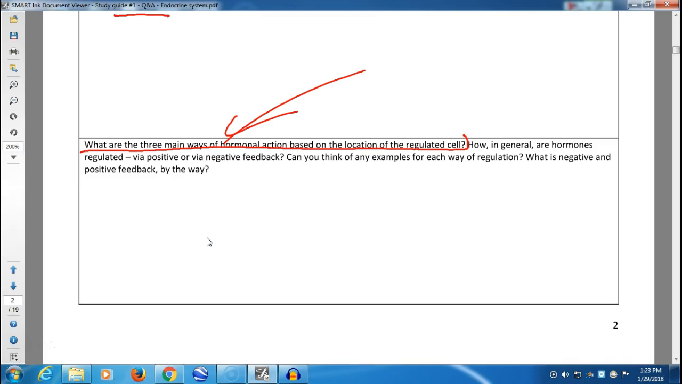Hormonal regulation occurs through negative feedback, except for the one that we really talked about, which is oxytocin. Know about oxytocin. Am I clear? Know that oxytocin is regulated by positive feedback.